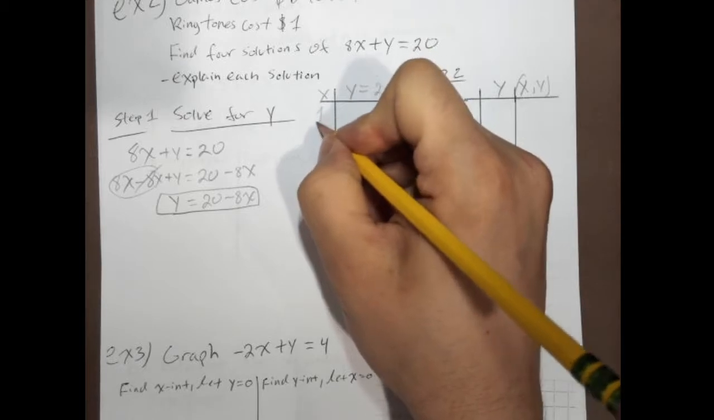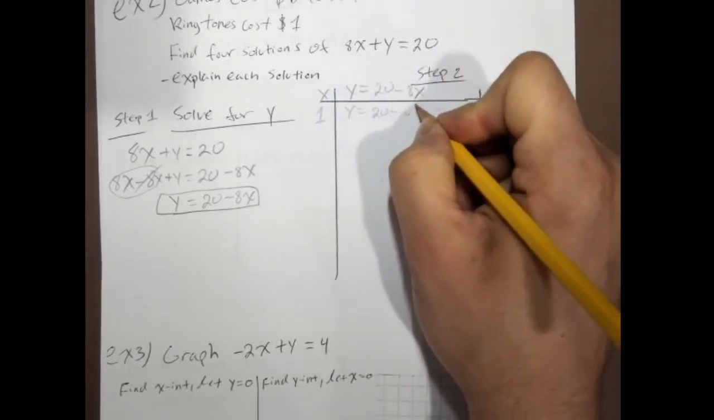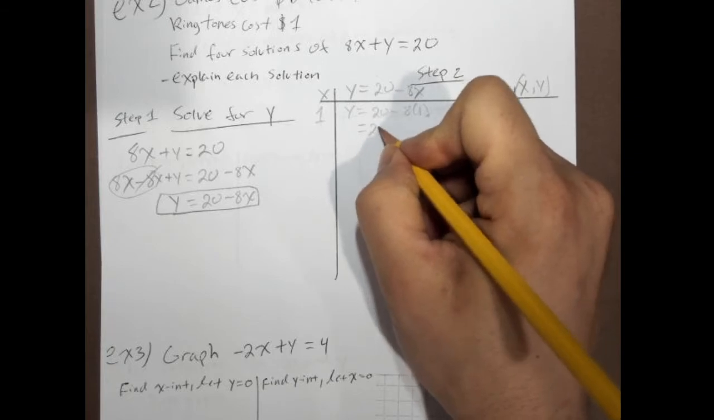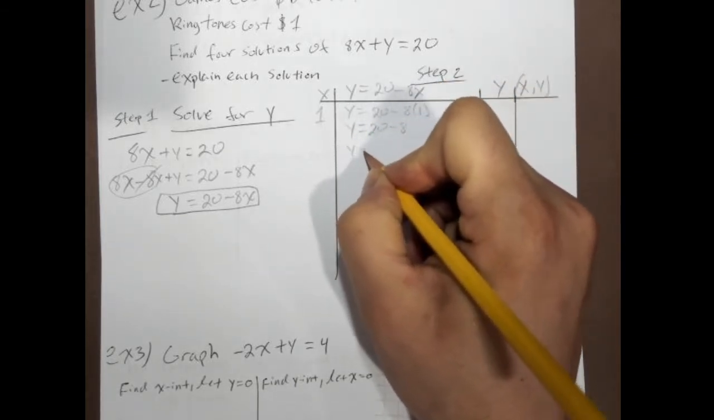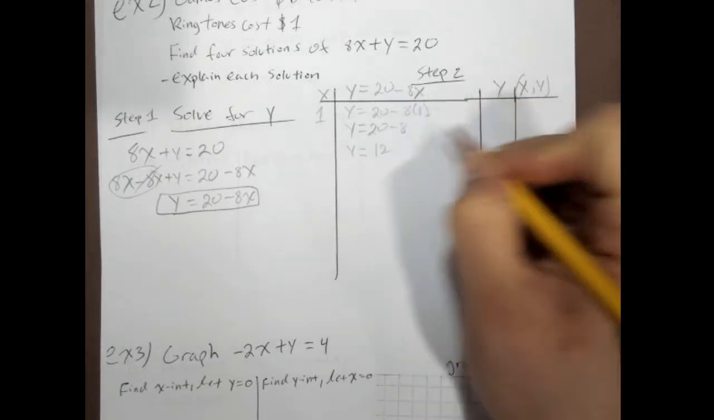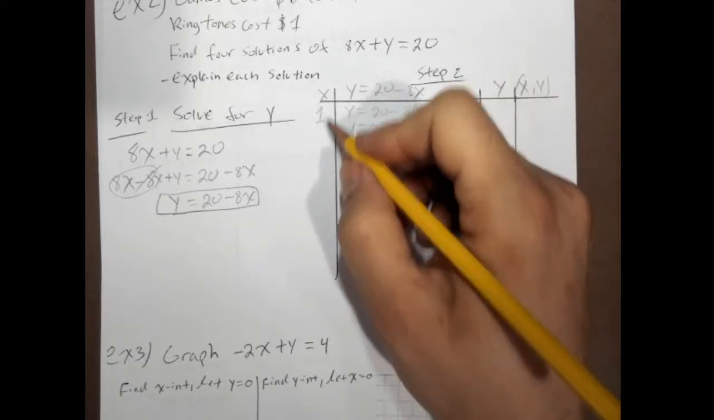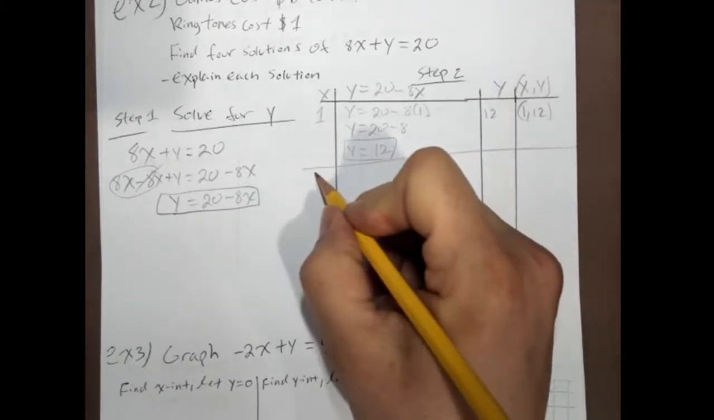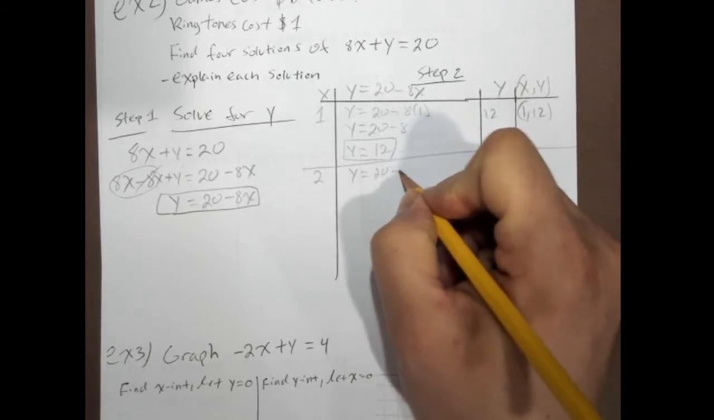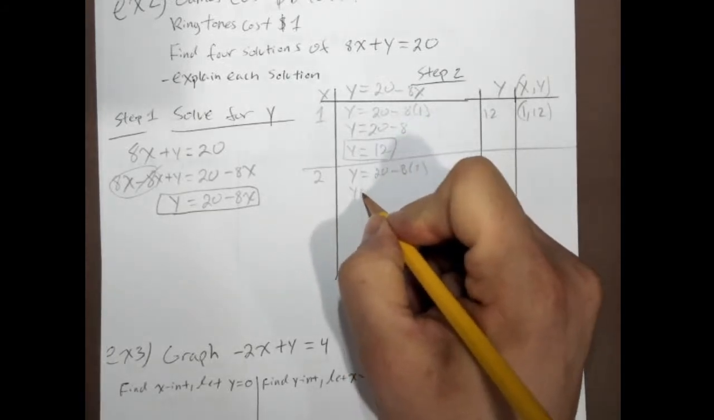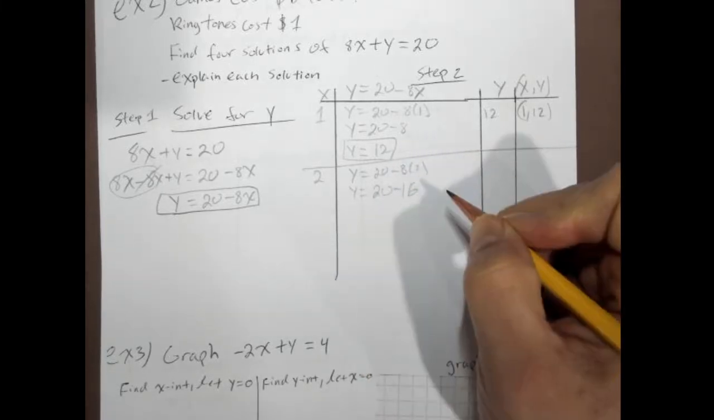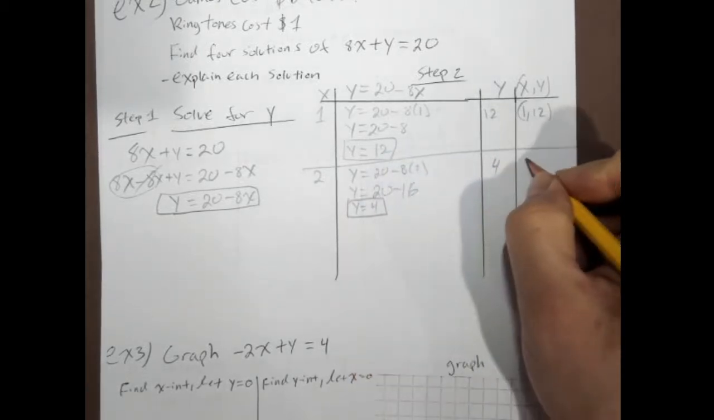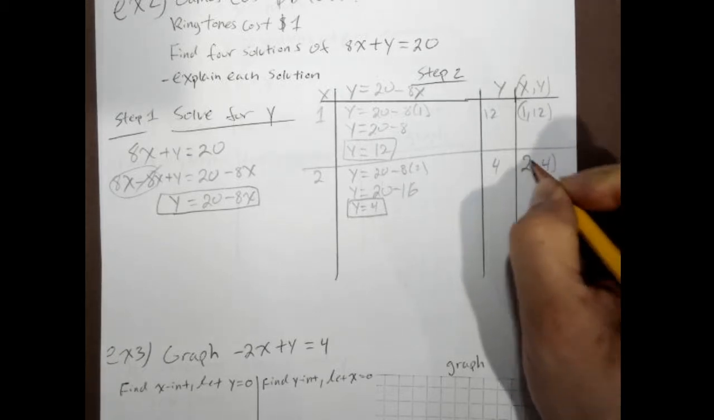Let's go ahead and start with 1. y equals 20 minus 8 times 1. Following order of operations, 8 times 1 is 8. 20 minus 8, and we get 12. So when x is 1, y will be 12. (1, 12). Next up is 2. y equals 20 minus 8 times 2. 8 times 2 is 16, and we get y equals 4. So when x is 2, y will be 4.